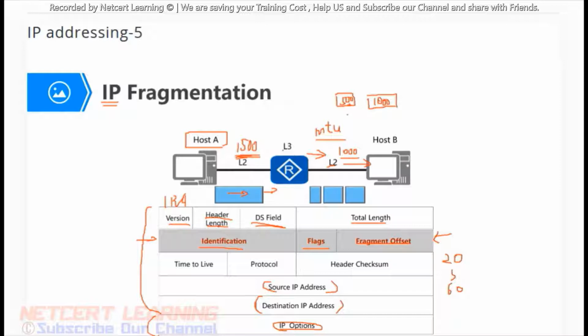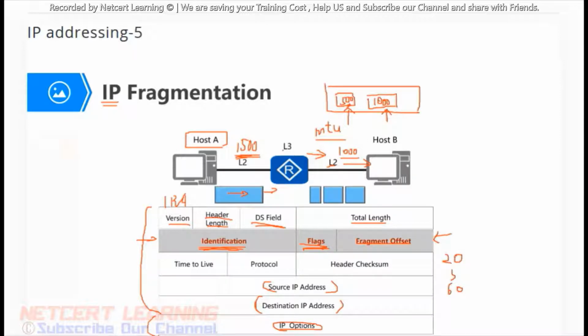Okay, if the fragmentation happened, we need the field to identify the fragmentation is happened, and then what is the sequence of each fragmentation. Okay, each fragment. Then the identification is to identify these two fragmentation is in the same packet. It's the same packet. And the fragment to identify if the fragmentation is happened in the sequence.